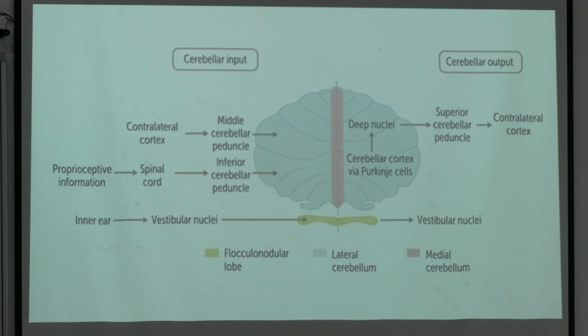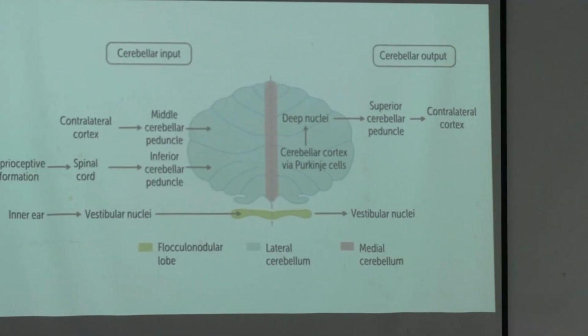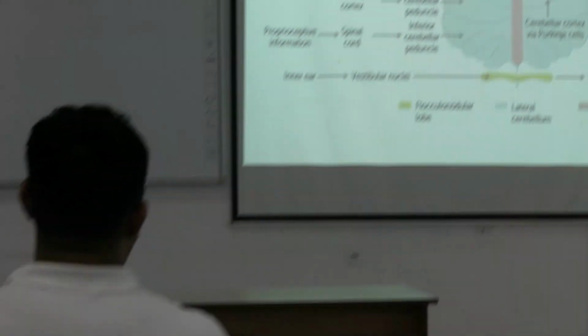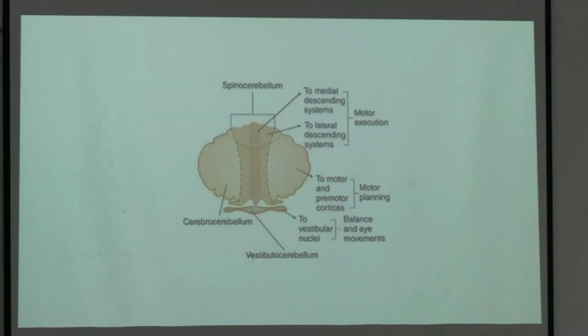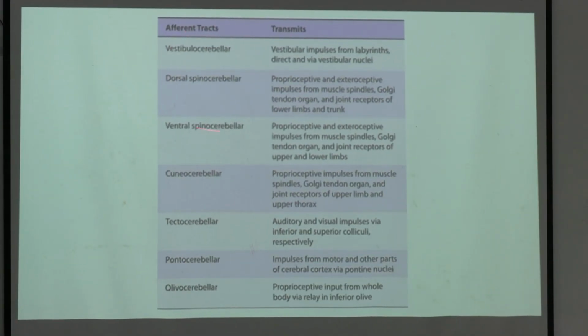Because right now it will be very difficult for you to remember the names of the tracts which come to cerebellum and which move away from the cerebellum, the afferent tracts and efferent tracts. So if this question comes, write the input and output of cerebellum; if you draw this, I guess you will be given 90% marks. But if you are able to name the tracts, the tracts are also here. I am showing you the names of the tracts.